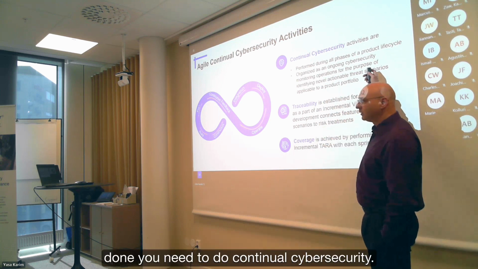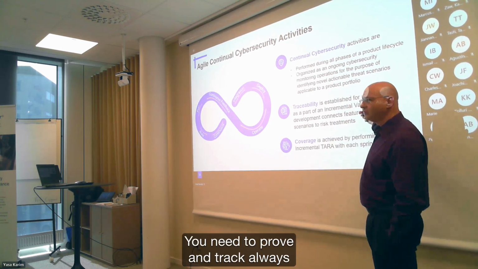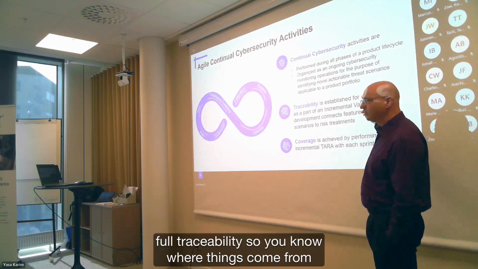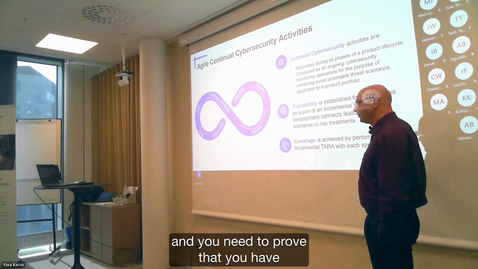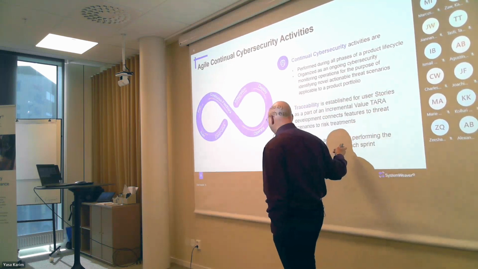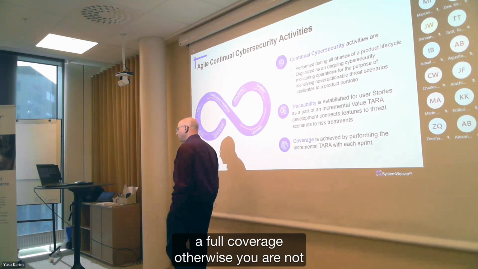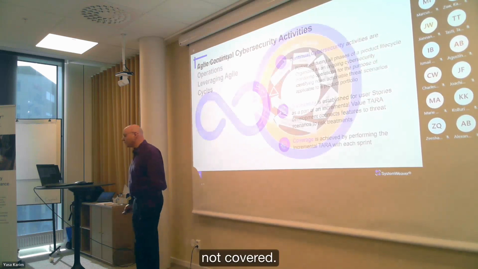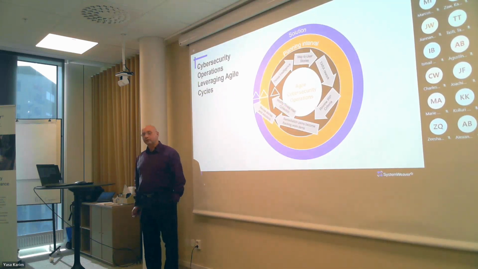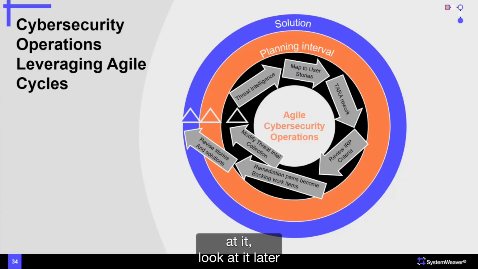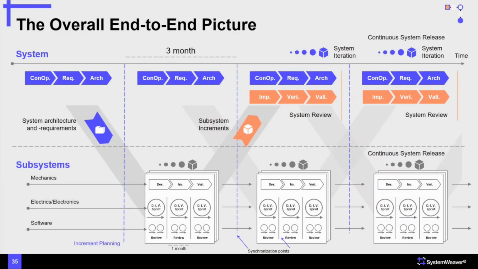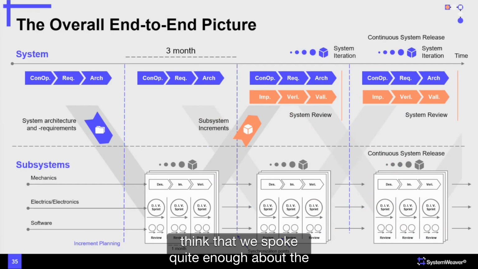You need to do continual cybersecurity. You need to prove and track always full traceability, so you know where things come from, and you need to prove that you have full coverage. Otherwise, you're not covered. So this is cybersecurity operation. Again, you can look at it later. And this is our overall picture. I think that we spoke quite enough about the processes, so no need to go deeper.